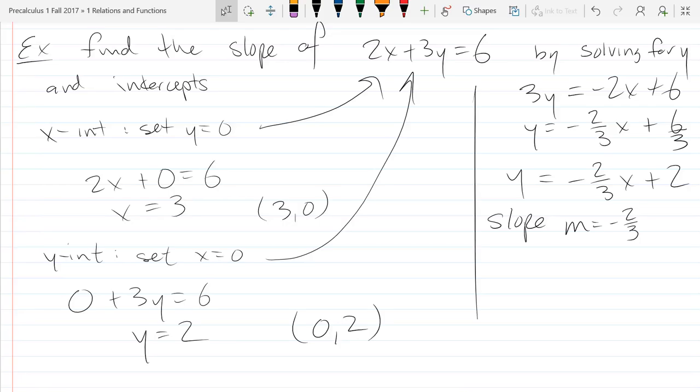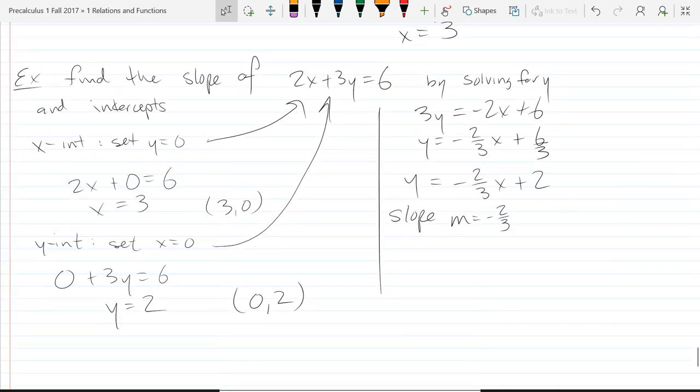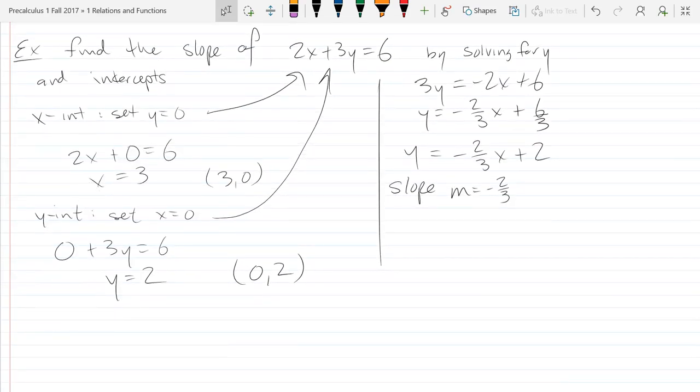So any algebra questions on getting 3, 0 for the x-intercept and 0, 2 for the y-intercept? All right, so general linear form is actually a little bit easier to get your intercepts than the point-slope form. They're all relatively easy to manipulate. The algebra is just linear algebra, so it's pretty fast and easy to do. So that's general linear form. Let's do one more example where we go from point slope back to general linear form.